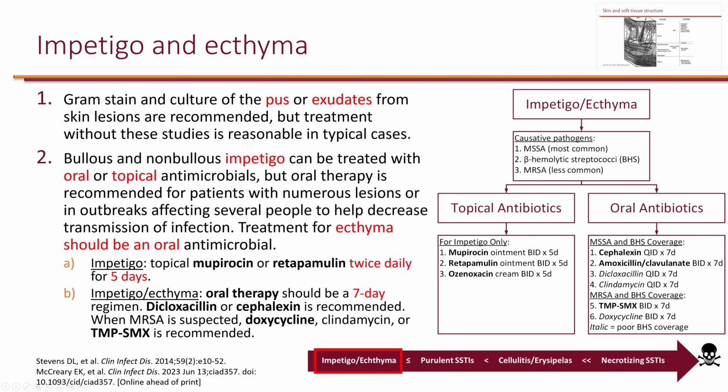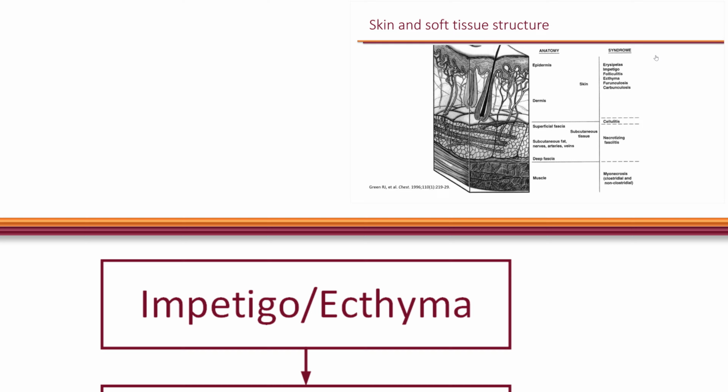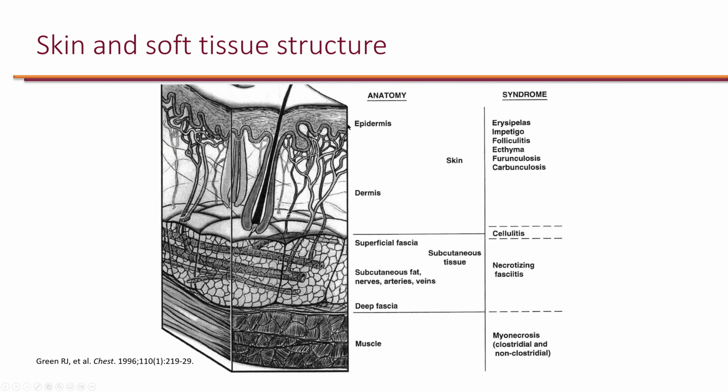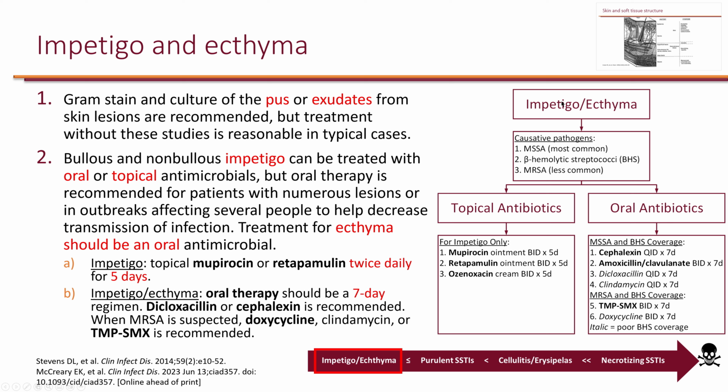Here are the IDSA recommendations for the management of impetigo and ecthyma. As we have discussed previously, impetigo is essentially an infection of the epidermis. Ecthyma can also go into the dermis layer, so it is a deeper level. That's something to keep in mind when we're deciding to use topical or oral agents. In general, we know that the most common causative pathogens are MSSA, most common, and beta hemolytic strep.